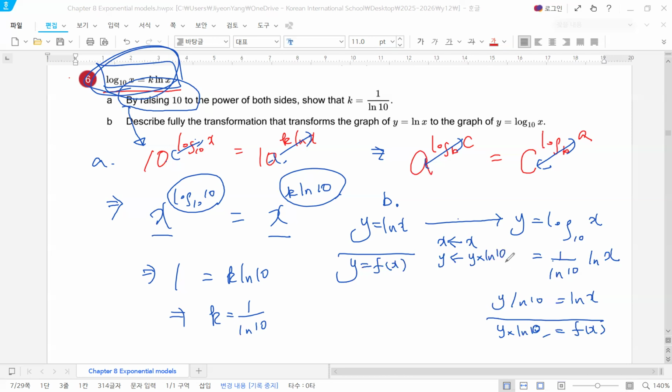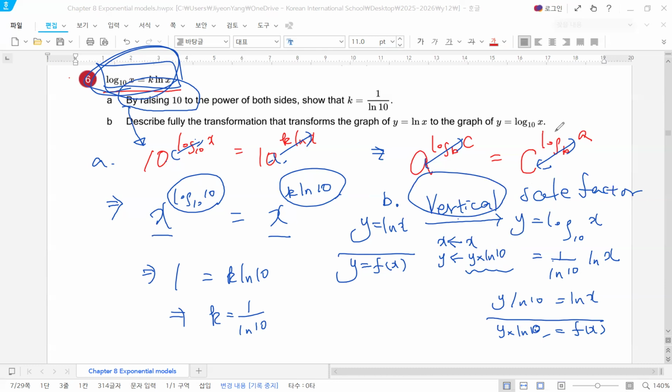What's this? Translation, stretch, or reflection? Stretch. So it changes only the y variable. Does it mean vertical or horizontal? Guys, only the y variable has been changed, so it's a vertical stretch, okay? It's a vertical stretch. What is the scale factor? 1 over 10, or 1 over ln 10, or ln 10? 1 over ln 10. Always use the reciprocal, okay?